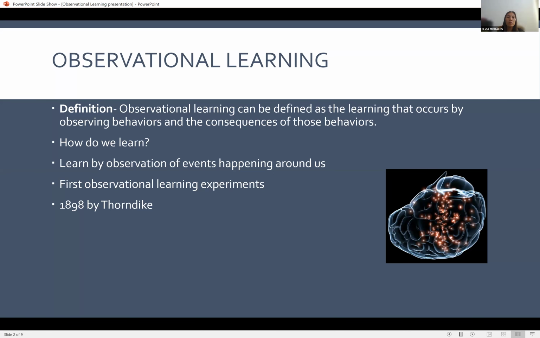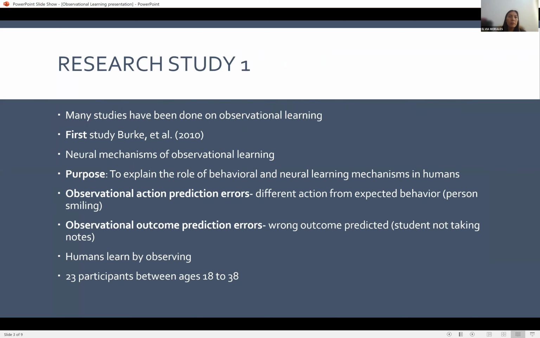The first observational learning experiment was done in 1898 by Thorndike, and he did these experiments on animals. Since then, there have been many studies done on observational learning to try to understand the concept better. The first study I'm going to talk about in this presentation is a study done by Burke and colleagues in 2010. They named it Neuromechanisms of Observational Learning. The purpose of this study was to explain the role of behavioral and neural learning mechanisms in humans.